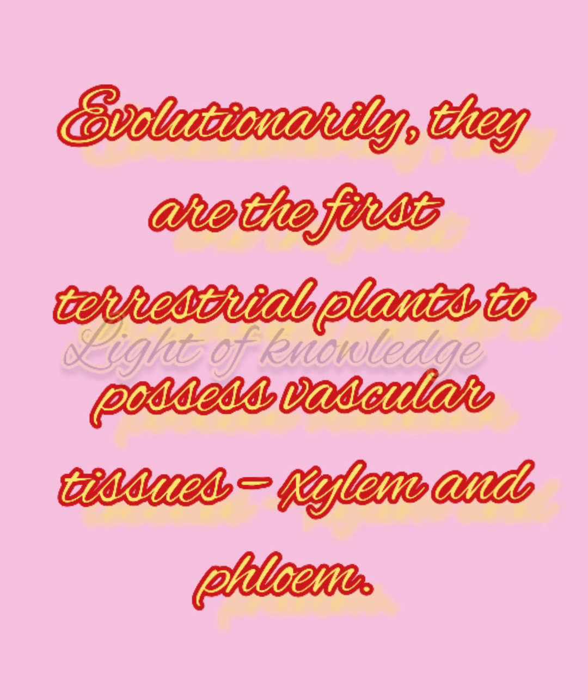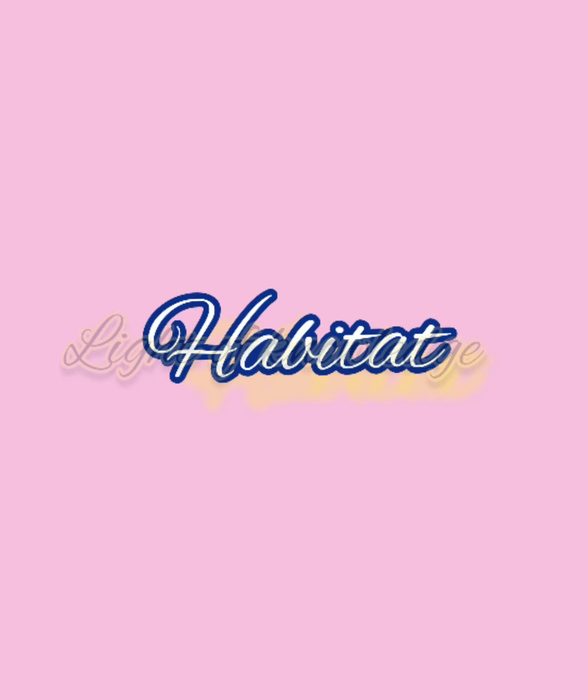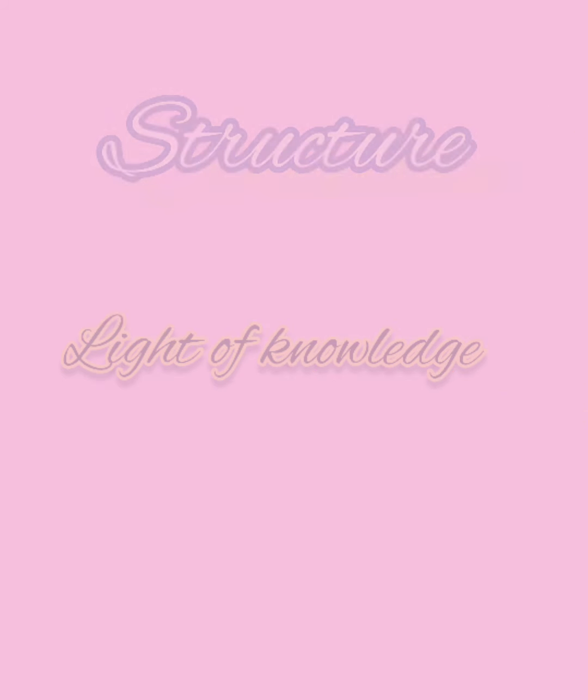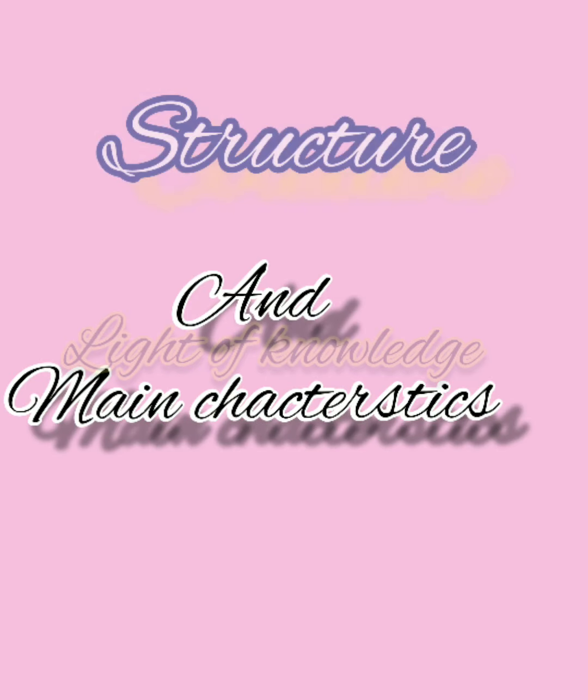Evolutionarily, they are the first terrestrial plants to possess vascular tissues, xylem and phloem. Habitats of pteridophytes. The pteridophytes are found in cool, damp, shady places, though some may flourish well in sandy soil conditions in low moisture. Structure and main characteristics of pteridophytes.